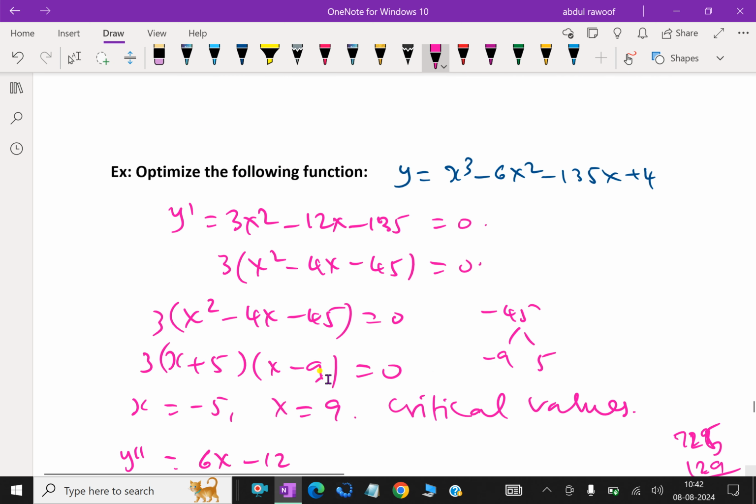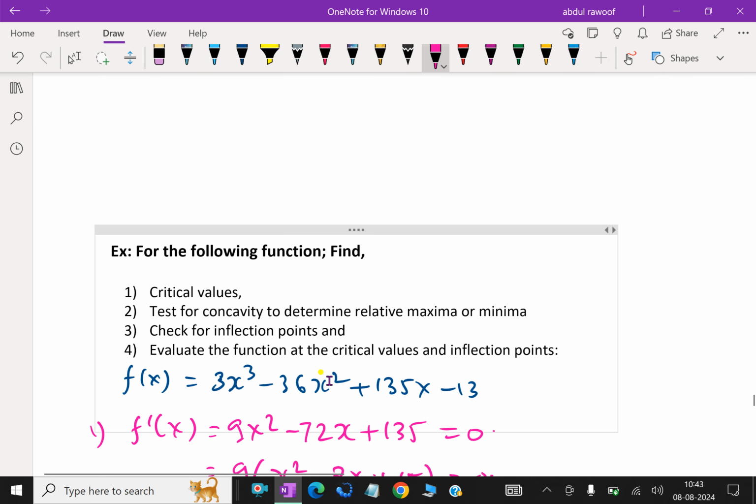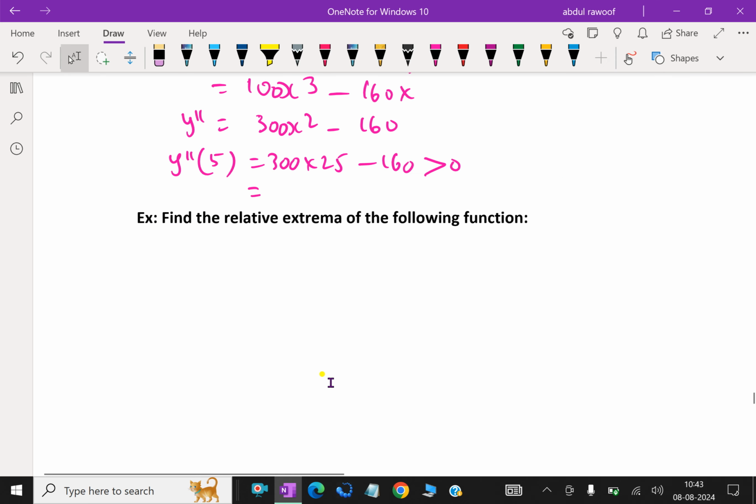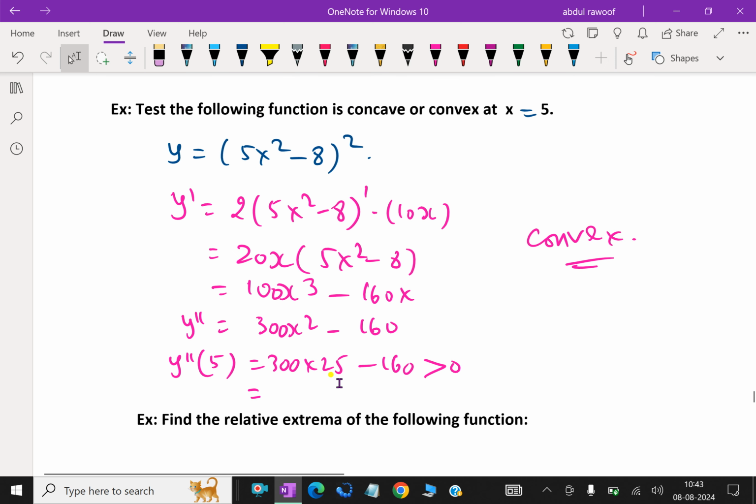So far we discussed some solving problems regarding critical values, maximum, relative extrema and relative minima, like that. We have done.